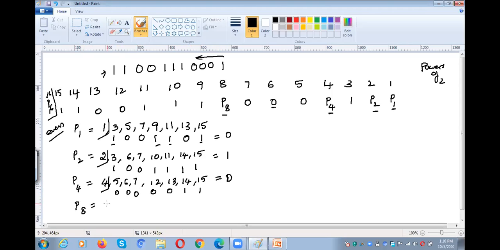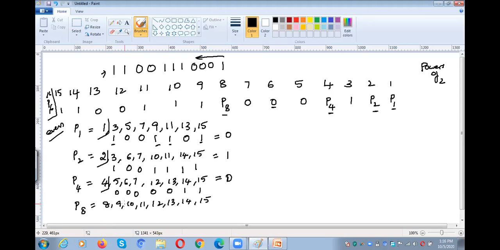And then P8. 8, 9, 10, 11, 12, 13, 14, 15. You need to consider 8 positions and you need to leave the next 8 positions. Here we have only up to 15.